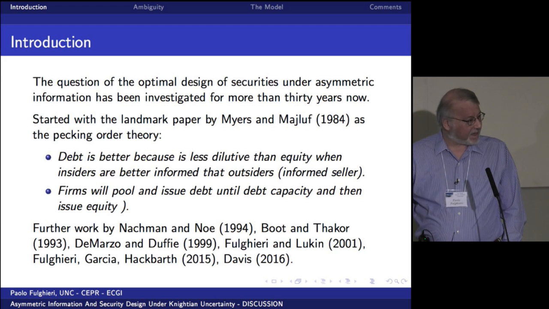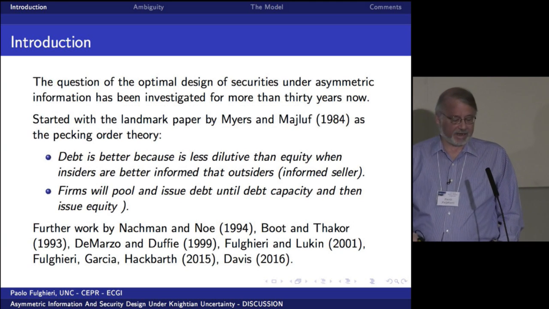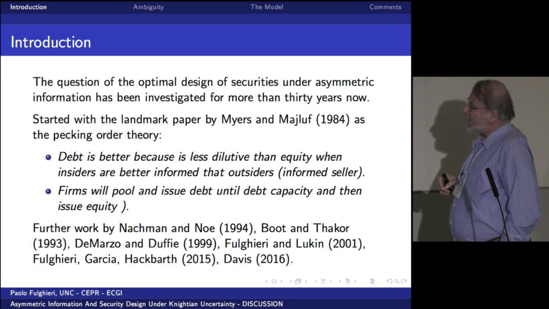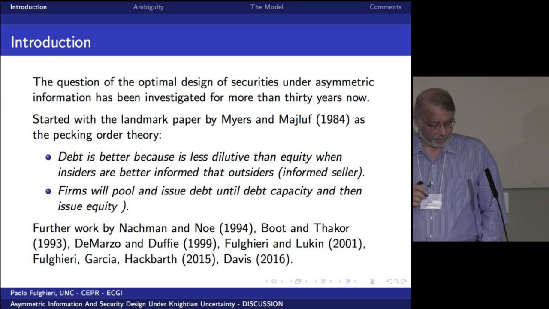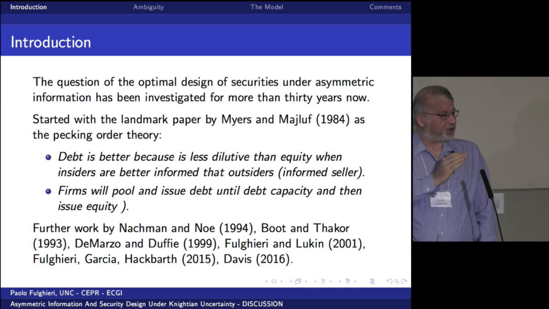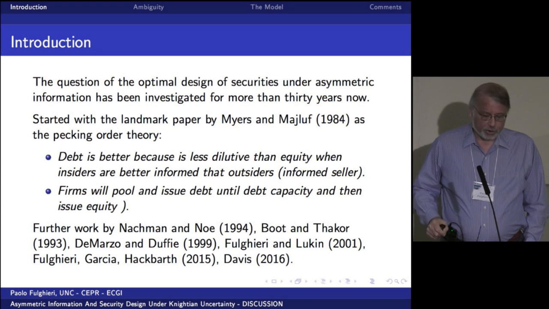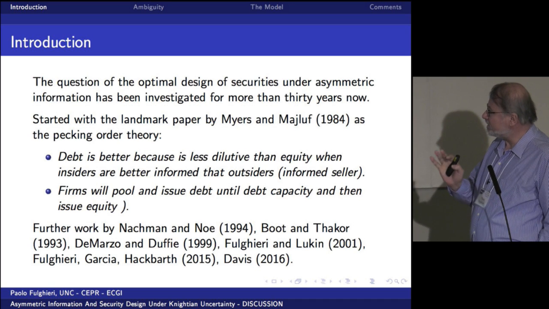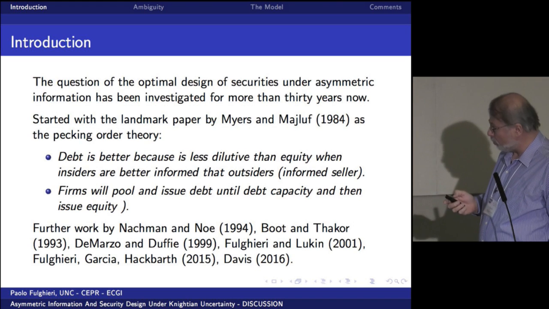There is an equivalent outsider-informed problem that generates a quite different conclusion. So we're going to focus on the informed seller problem here. Under this situation, the firms would pool under the Myers and Majluf intuition until they reach that capacity, and then they would switch to equity. As I said a moment ago, a lot of discussion went on over time in trying to understand the conditions under which this theory will hold.